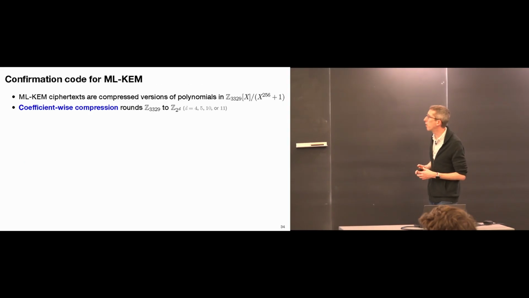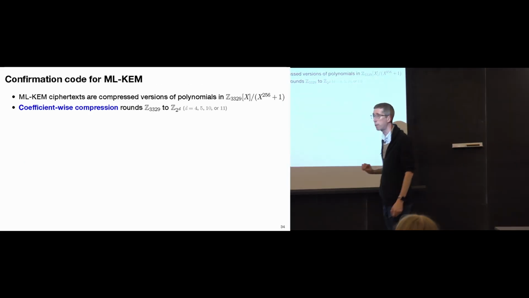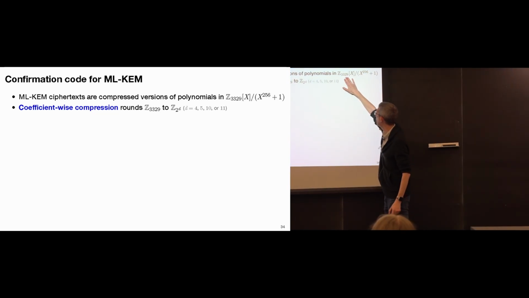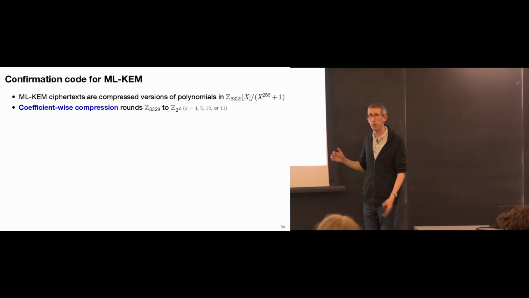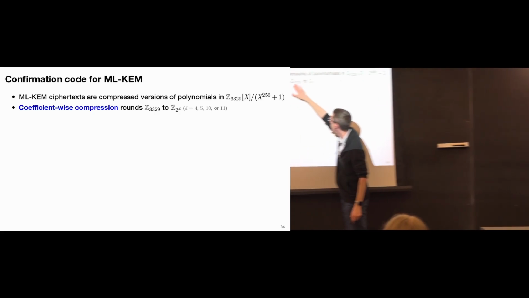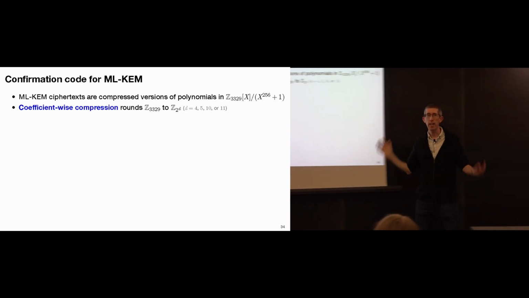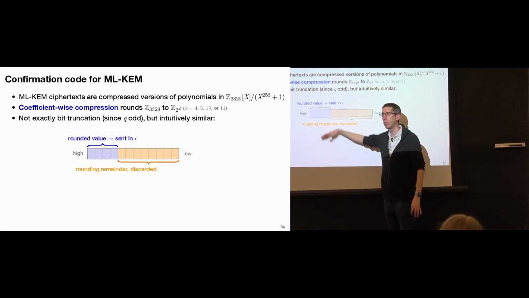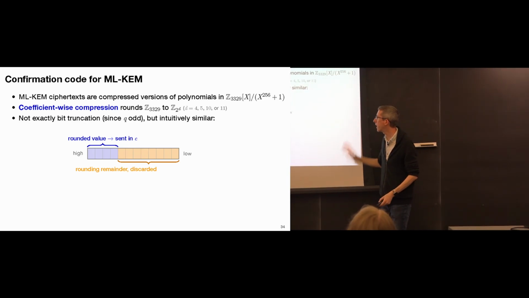So we can find these confirmation codes in existing public key encryption schemes or existing KEMs. So for example, ML-KEM, the standard from NIST, its ciphertexts are compressed versions of polynomials. Polynomials of degree 256 whose coefficients are integers mod 3329. The way compression works is it basically rounds these coefficients from being integers mod 3329 to integers mod, say, 1024. Okay. It's kind of like dropping all the low order bits and only keeping a few high order bits, although it's rounding, so it's slightly different. But this suffices for our purposes.